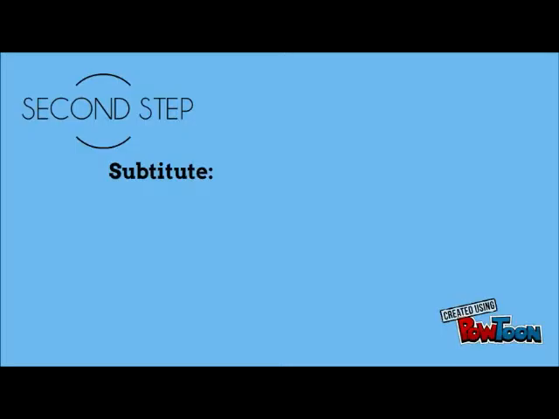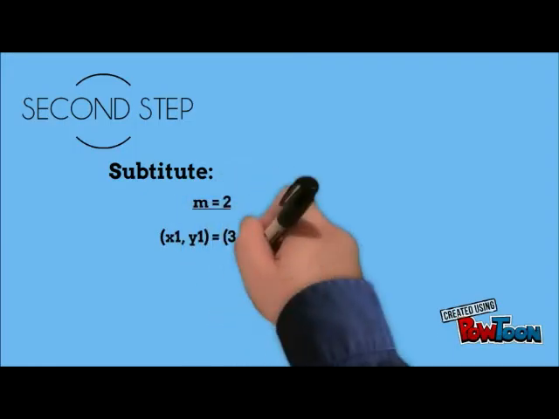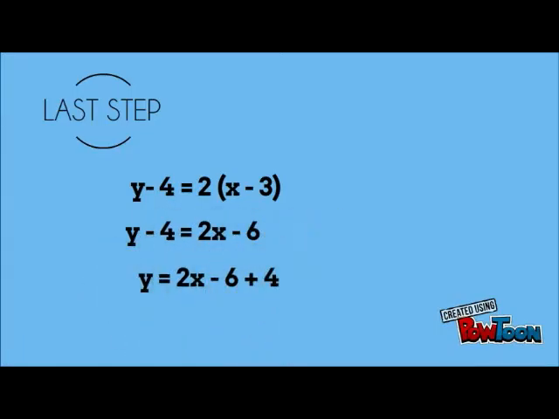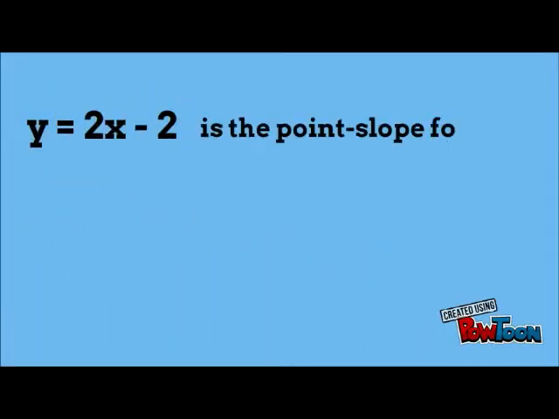Second, we substitute the given slope to m, which is 2, and the xy coordinates to x sub 1 and y sub 1, and that is 3 and 4. Now, we have the output y minus 4 equals 2 times the quantity x minus 3. After that, we multiply 2 to the quantity x minus 3. Then we transpose 4 to the other side and compute again. There you have it. y equals 2x minus 2 is the point-slope form of the given point and slope.